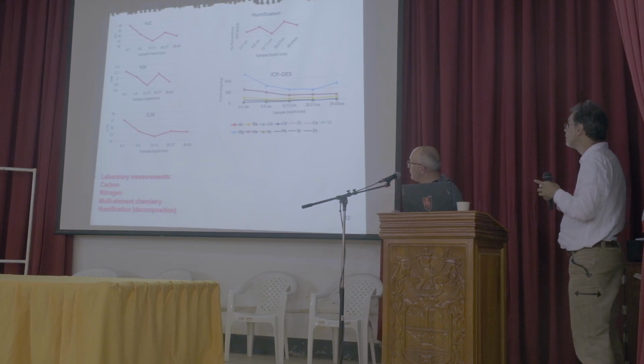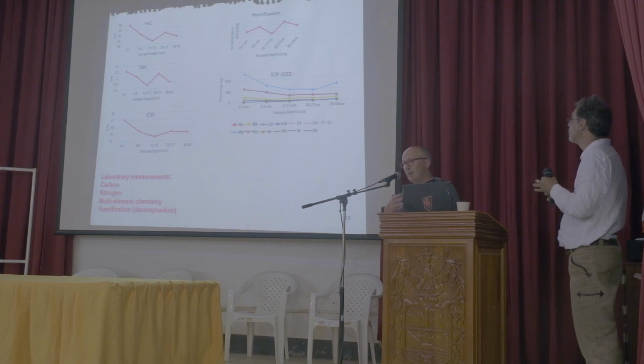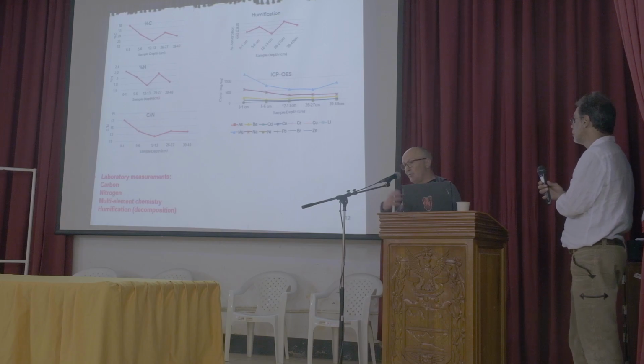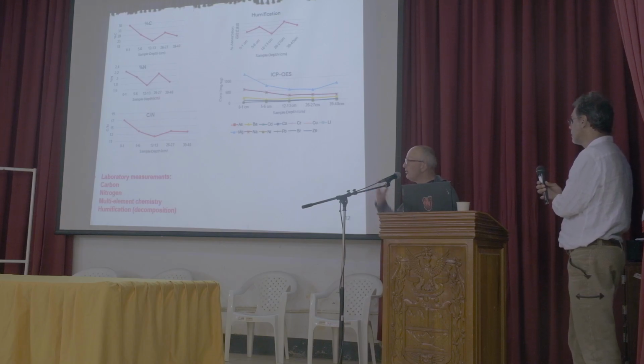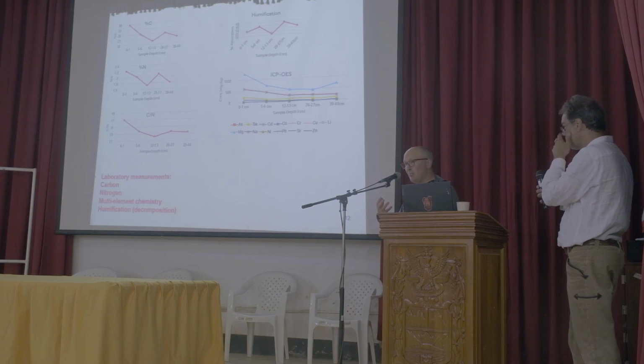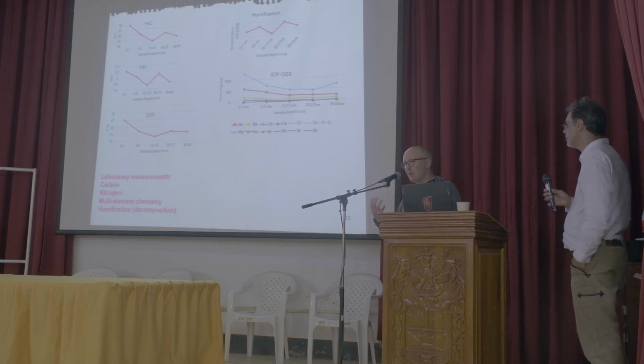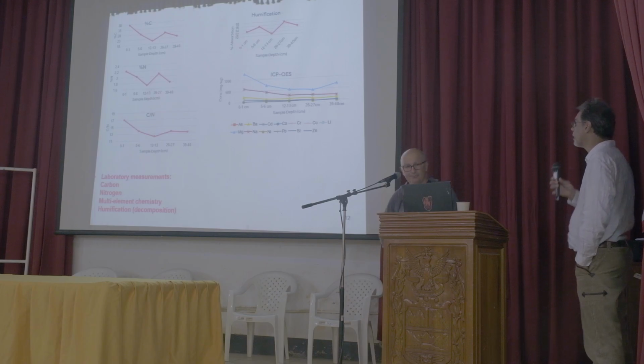And the second graph you can see refers again to multi-element chemistry that we can carry out on those sediment samples that we've collected in the wetlands to look at the relationships between carbon, nitrogen, humidification, so degree of decomposition, and the actual chemistry of the sediment within the wetland.